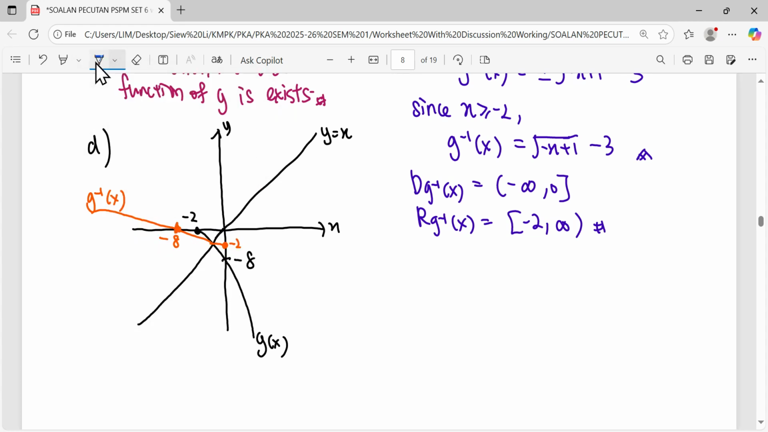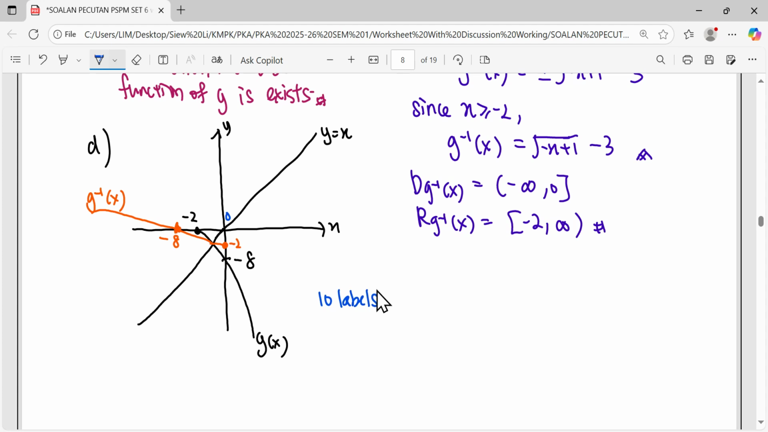Lastly, label your graph. Origin. 1, 2, 3, 4, 5, 6, 7, 8, 9, 10. So you have 10 labels. Okay, dia pantul, dia pindah, dia akan pantul takat situ. Cuba tengok dapat tak? Cuba lipat, gores.